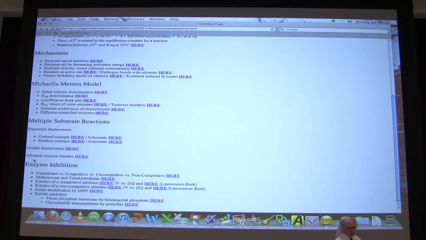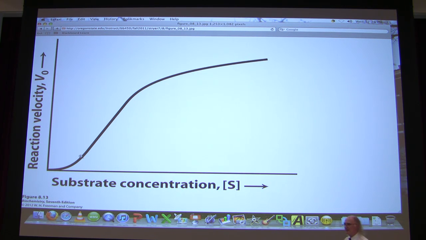So I bring this up because when we look at the kinetics of allosteric enzymes, we see something very interesting. If we plot V versus S and we have an allosteric enzyme, here's what we see. Now, what does this look like to you? Have you seen a curve like this before? You saw it for hemoglobin, right? But Kevin, hemoglobin isn't an enzyme.